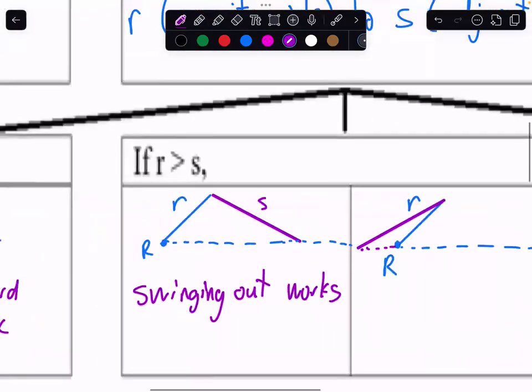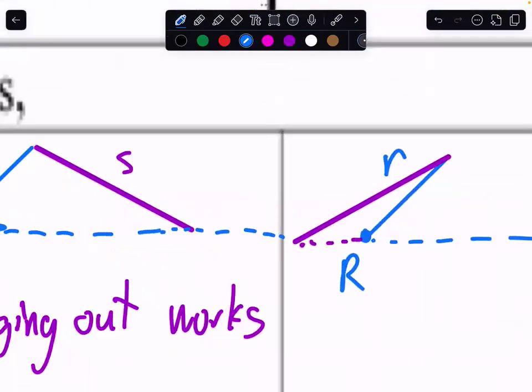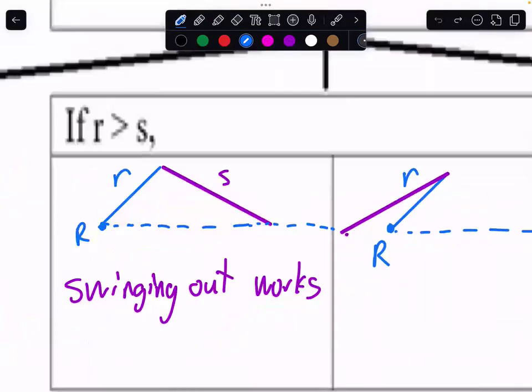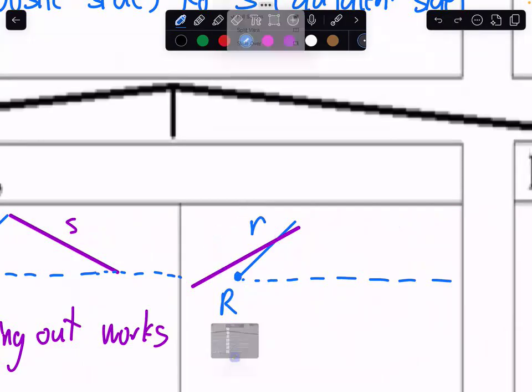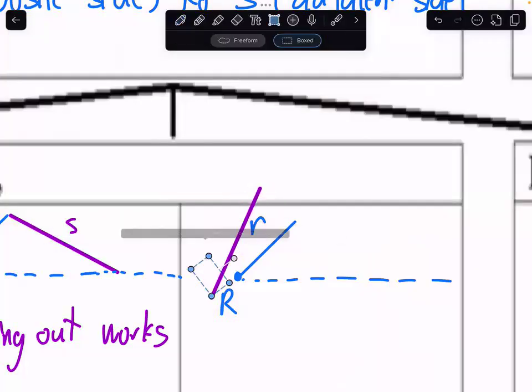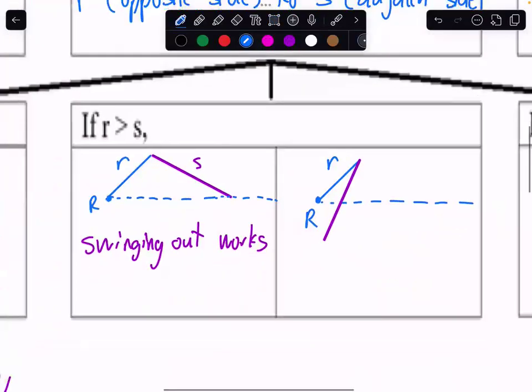The reason is, remember, you're given angle capital R. You're told this angle has to be this wide. If you go the other way, it's not the same angle. So this does not work. So we'll say that swinging in does not work.